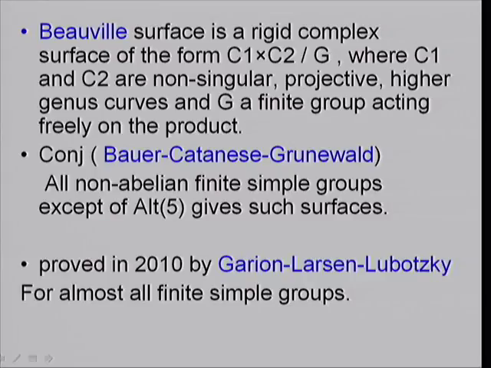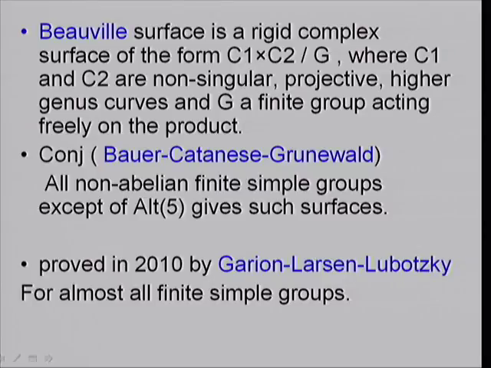Ingrid Bauer, Catanese, and Fritz Grunewald conjectured that all non-abelian finite simple groups, except the alternating group of five letters, give rise to this. So you see, there is an exception sometimes, which you can show that this group cannot, but somehow they thought that the obstruction will be eliminated if the group is large enough, either by size, by rank, or by the field.